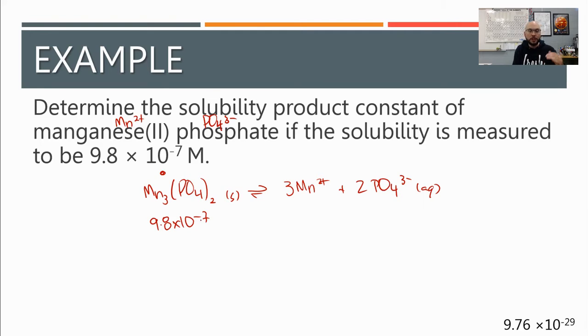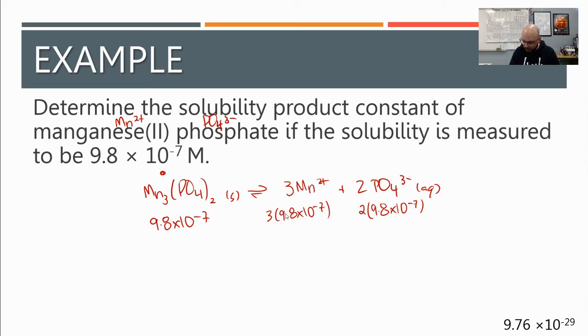So if the concentration of Mn3(PO4)2 is 9.8 times 10 to the negative 7, the concentration of the manganese ion is going to be 3 times 9.8 times 10 to the negative 7. And this one would be 2 times 9.8 times 10 to the negative 7. So I'm going to take these two values and write what this would be mathematically, just below it. So grab your calculator and do the same thing with me.